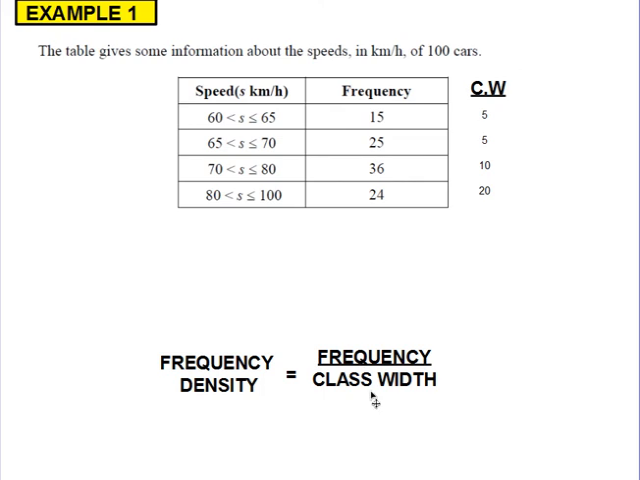Now, we've just seen what the class width is. We know the frequency, so to work out the frequency density we do the frequency and divide it by the class width. So the frequency density for this row here is 3. And then we just repeat that process for each of these. So we've now got a frequency density for each class width. So we now need to transfer that onto our graph.